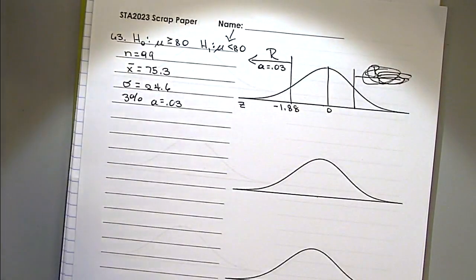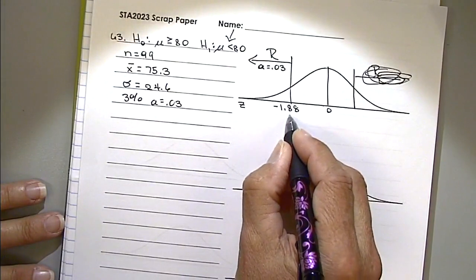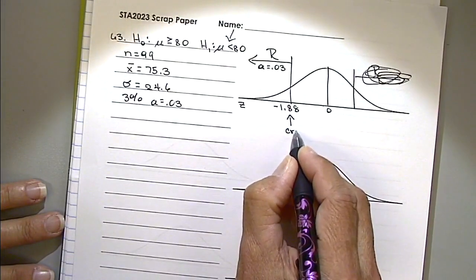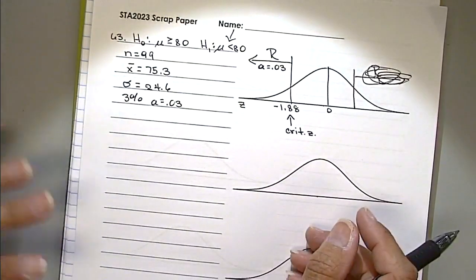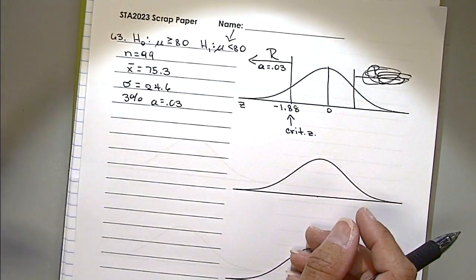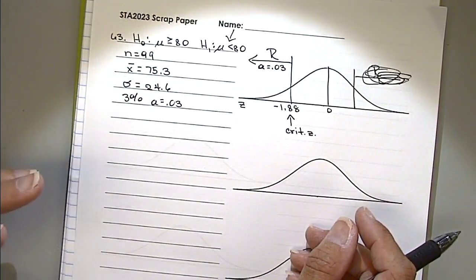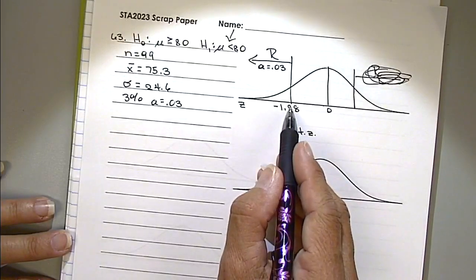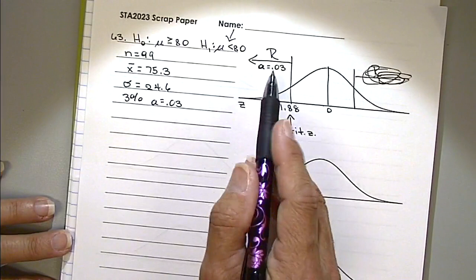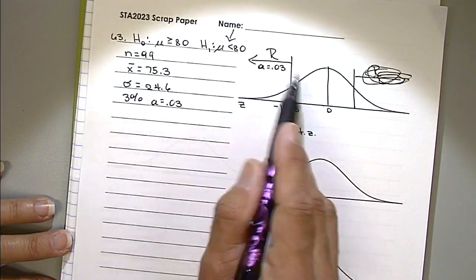Let's see if I'm getting my notes right here. Give me a second to catch up. Okay. This right here is critical z, just so you know what they're asking for. That's the cutoff that separates the rejection region from the fail to reject region. So when they ask you for critical z, they're asking you for this. How do we find it? Well, we looked at what alpha was, we looked at what our hypothesis test was, and we found it.